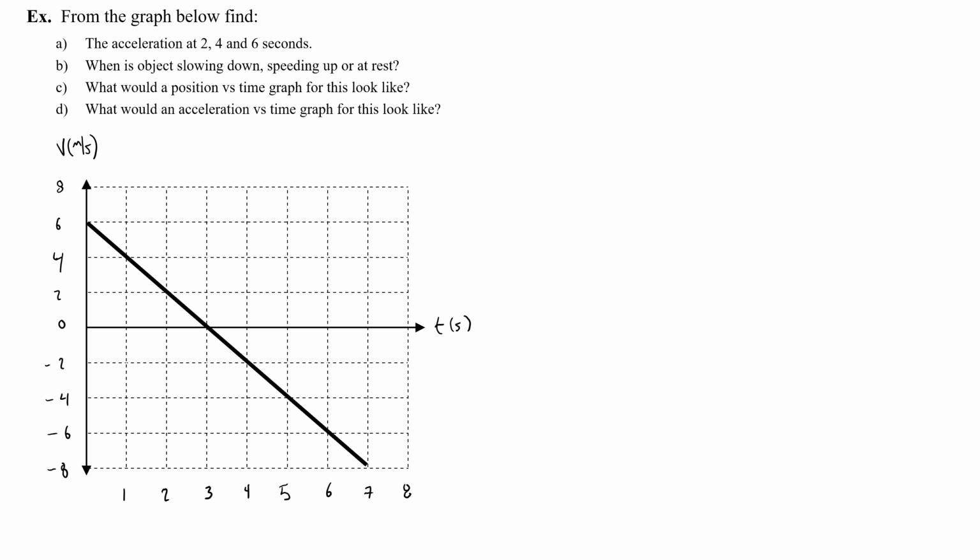From the graph below, find the acceleration at 2, 4, and 6 seconds. When is the object slowing down, speeding up, or at rest? What position versus time graph would this look like? And what would the acceleration versus time graph look like? So here we have a velocity versus time graph. Pause the video, take a second to draw this velocity versus time graph. And we have the same scale where the vertical values are going up by 2 and the horizontal are going by 1s. So let's talk about the acceleration at 2, 4, and 6 seconds for part A.